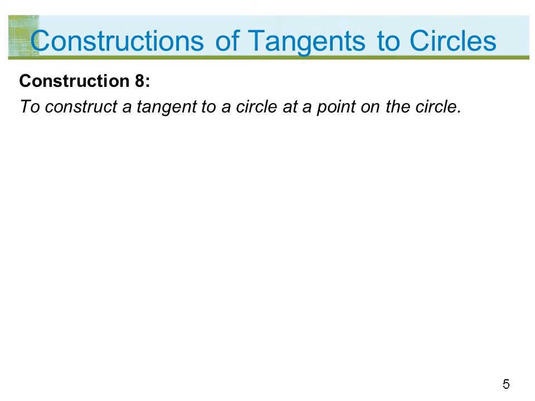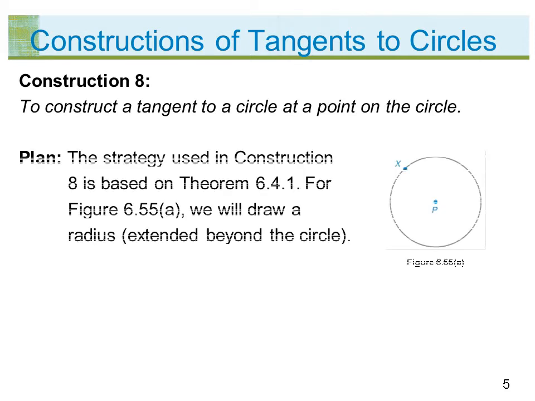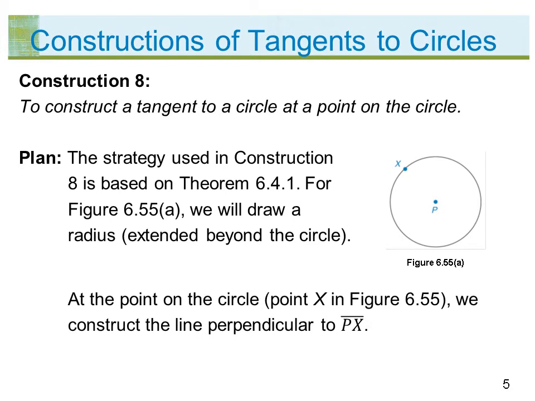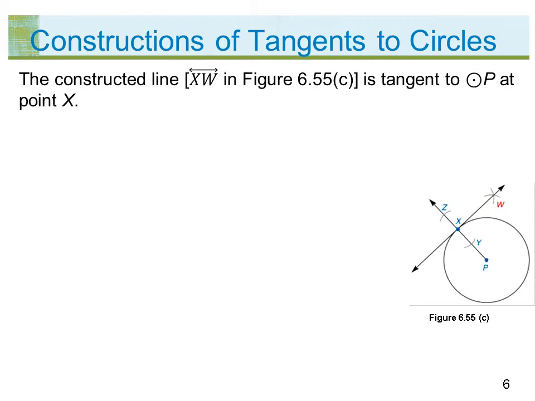Construction 8. To construct a tangent to a circle at a point on the circle. Plan. The strategy used in Construction 8 is based on Theorem 6.4.1. For Figure 6.55a, we will draw a radius extended beyond the circle. At the point on the circle, point X in Figure 6.55, we construct the line perpendicular to segment PX. The constructed line, line XW in Figure 6.55c, is tangent to circle P at point X.